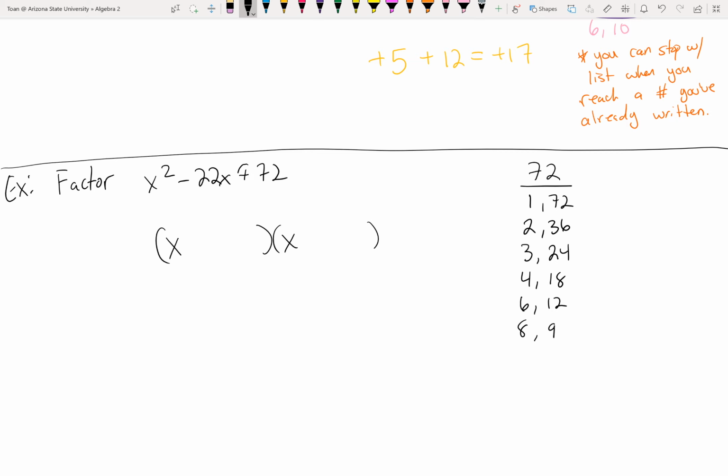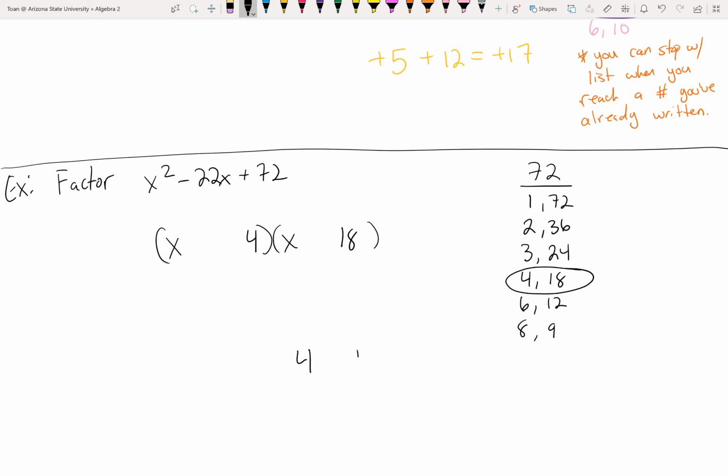Next, I'm going to look at the very last symbol. The very last symbol makes me think of plus, add. So I'm going to ask myself, which pair adds to the number 22? 1 plus 72? Nope. 2 plus 36? Nope. Hopefully you get the idea that it's going to be 4 and 18 because those guys add up to 22. So I'll write them down.